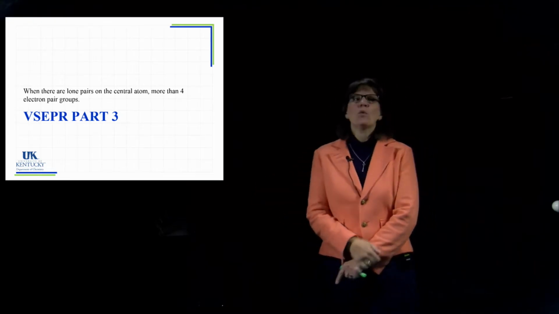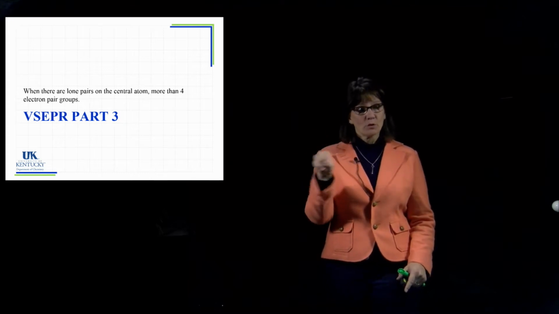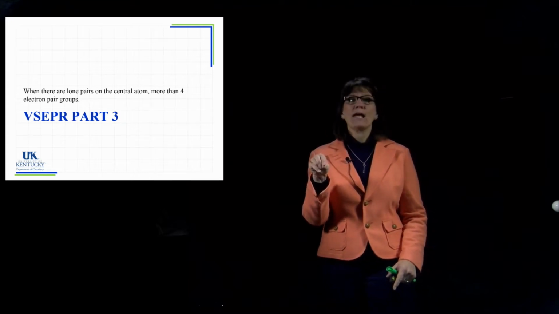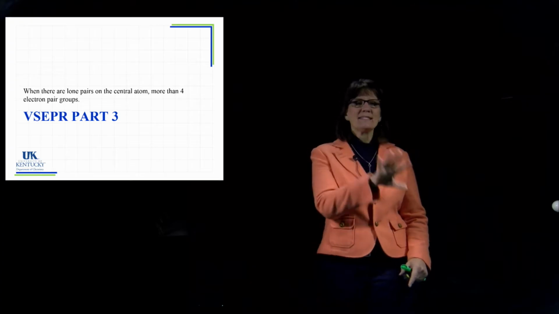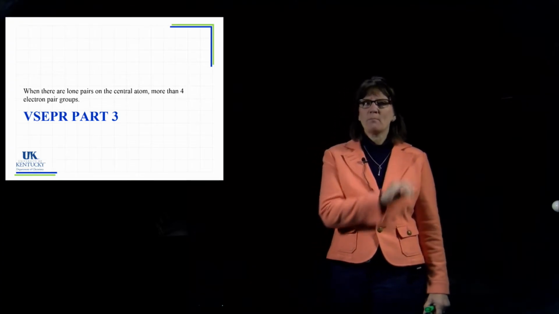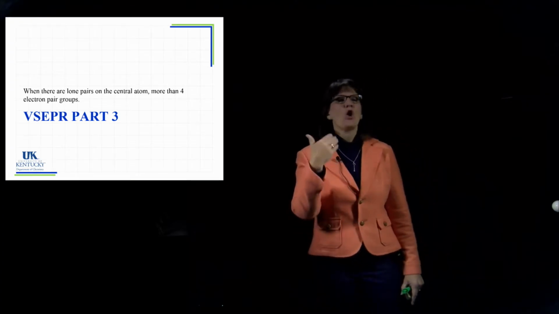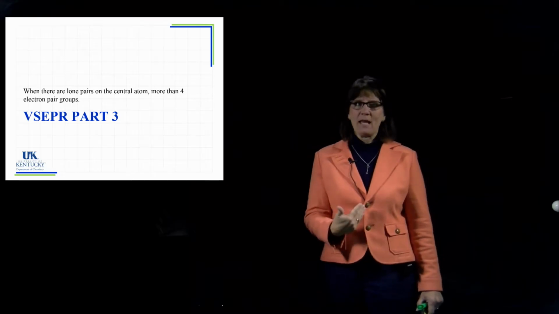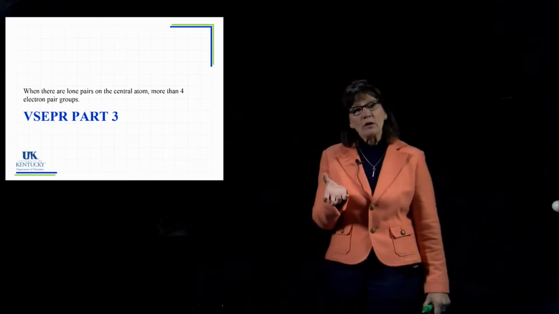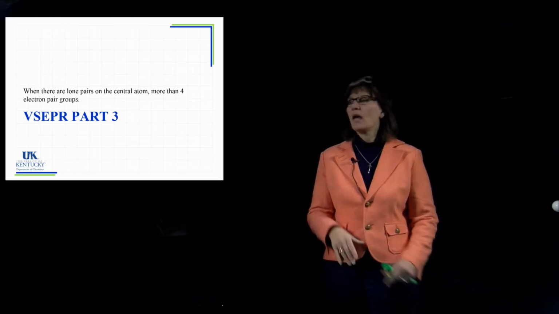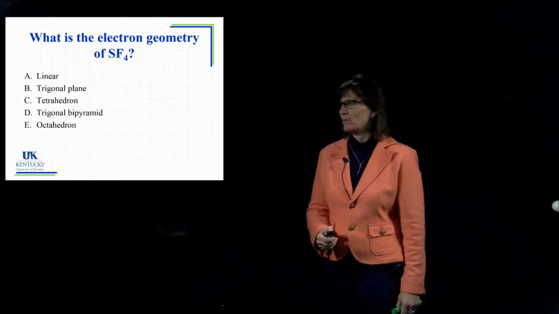Now we're going to go to 5 groups around the central atom, based upon a trigonal bipyramid, and 6 groups around the central atom, based upon an octahedron. And there's a whole lot more choices of names, but we want to get ourselves familiar with what they look like so that it makes sense how they are named, what they are named.